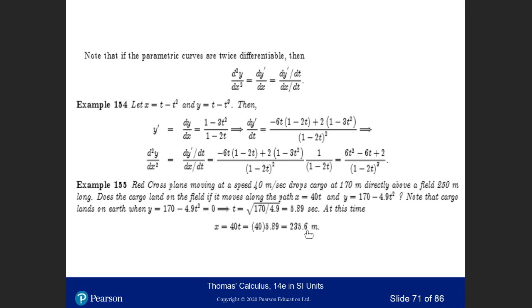This is important because if the plane is going faster, then maybe the cargo will not land on the field. There could be a cliff after 250 meters, and the cargo will land after the cliff. Fall down. Okay, that was an application problem.